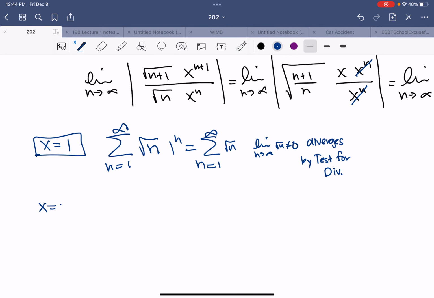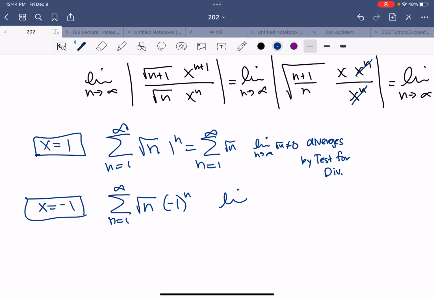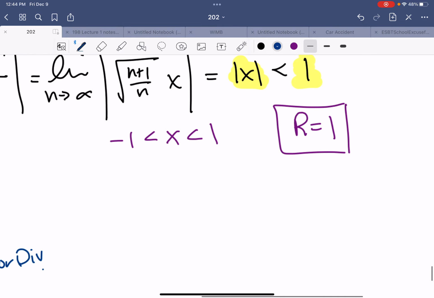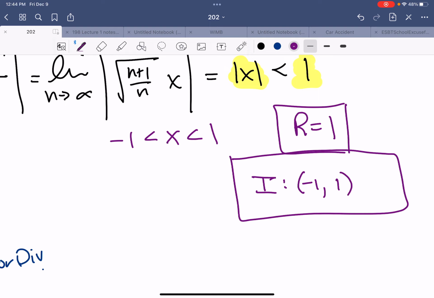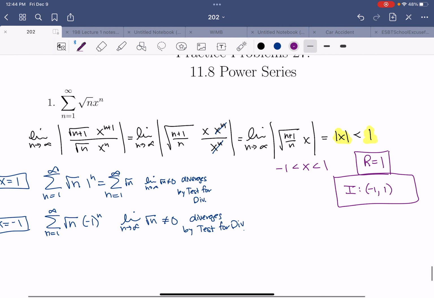And then if we have x equals -1, we're plugging the -1 in for the x in the original series. So you have the square root of n times -1 to the n. And again here, if you take a look at the limit as n goes to infinity of the square root of n, this does not equal 0, and so again, it diverges by the test for divergence. And so what that means is that we don't include either our -1 or our +1. So our interval of convergence here goes from -1, not including -1, to 1, not including 1. And so that is my radius and interval of convergence for number 1.